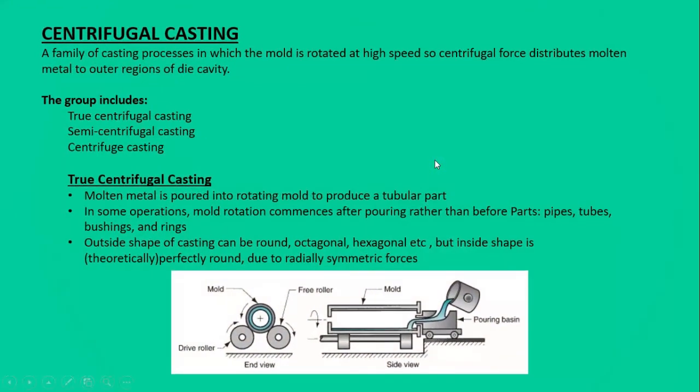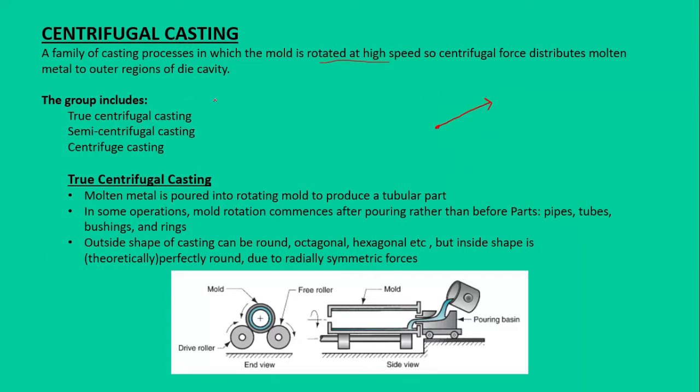What is the centrifugal casting? As the name suggests, in this kind of the casting we utilize a centrifugal force to distribute the molten material into the mold cavity. So it's a family of casting processes in which the mold is rotated at a high speed. So the centrifugal force distributes molten material to the outer region of the die cavity. As we have studied, the centrifugal force acts outwards, right? So when the molten material is rotated at a very high speed in the mold, the centrifugal force forces the molten material towards the outer region of the mold cavity.